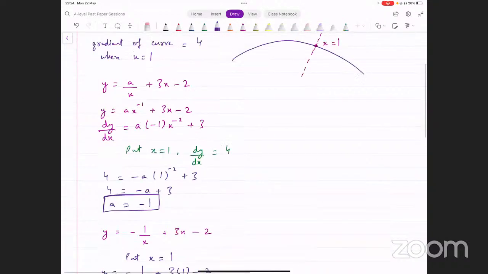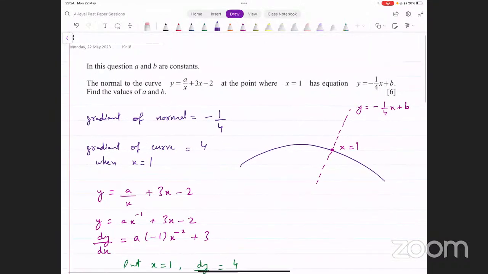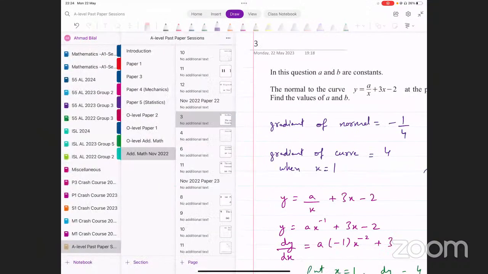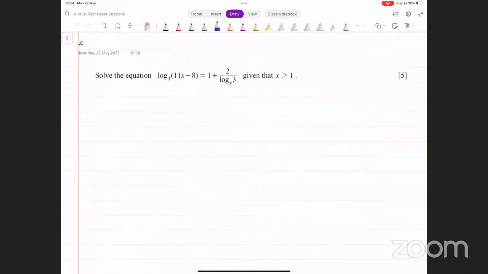All right, that was question number 3 from this paper. Let's move on to the next one. The next one that we want to do from this paper is question number 4. Let's have a look at this. We need to solve this equation. Log of 11x minus 8 with base 3 equals 1 plus 2 over log of 3 with base x, given that x is greater than 1. This equation को हमें solve करना है.